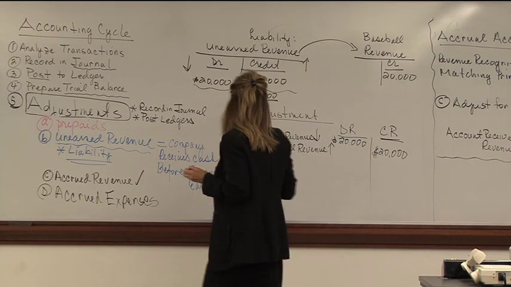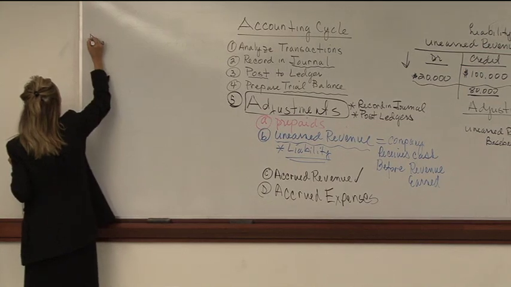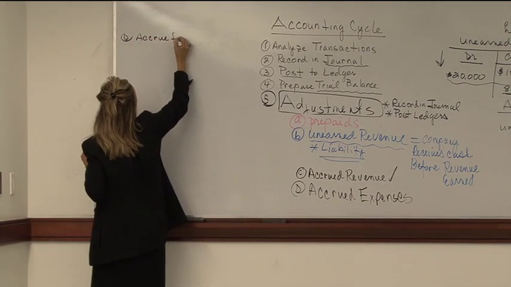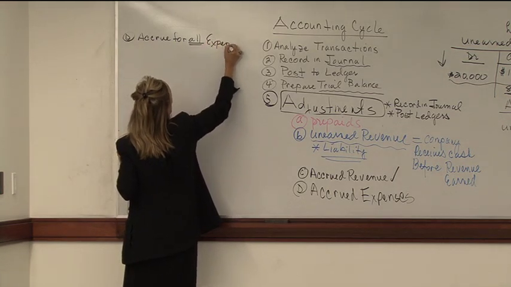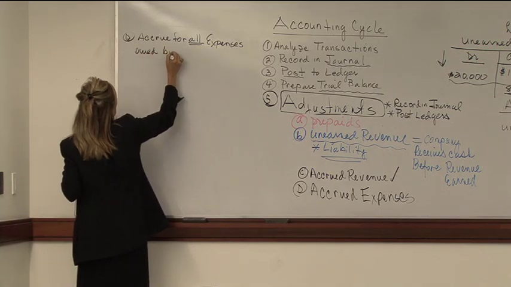All right, so our last category of adjustments is to accrue for all expenses owed but not paid.